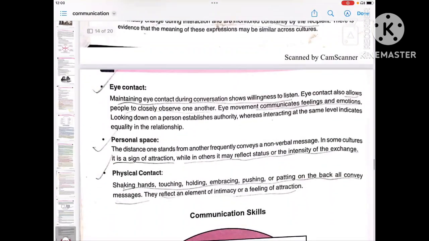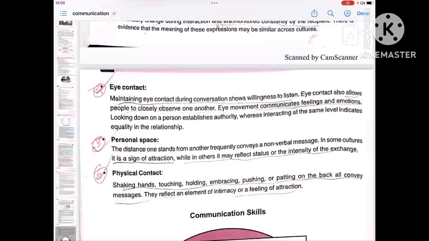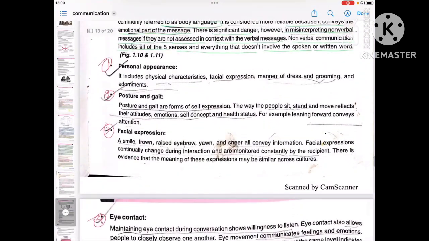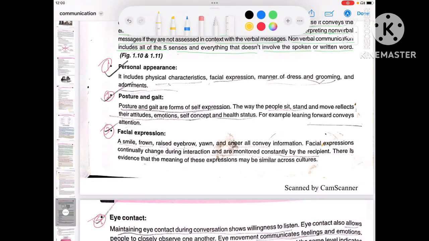Then eye contact, personal space and physical contact. Okay, so these many are there. Let's see one by one. Personal appearance. Under non-verbal communication, what is personal appearance?